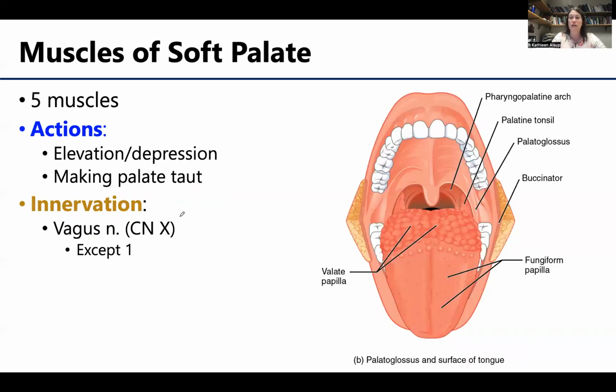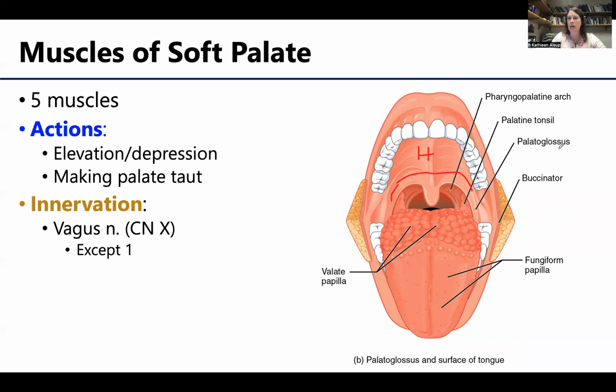There are a lot of other muscles that we're just going to discuss as groups, and the first of these are going to be the muscles of the soft palate. There are 5 muscles of the soft palate. Really, 2 of those 5 play the bigger role. These play a role in elevating. Here we have the hard palate, and then the soft palate is this muscular portion kind of back here.